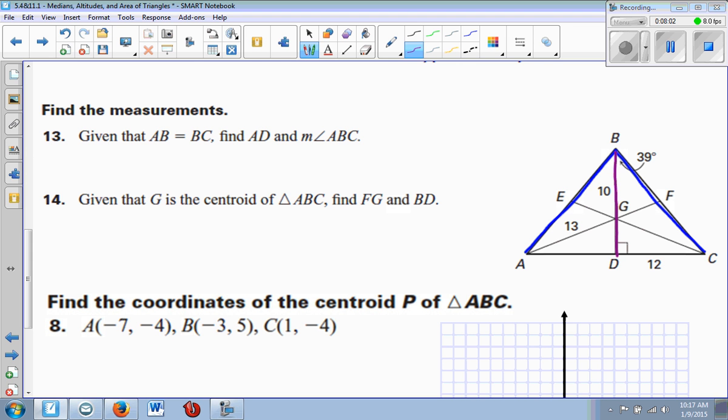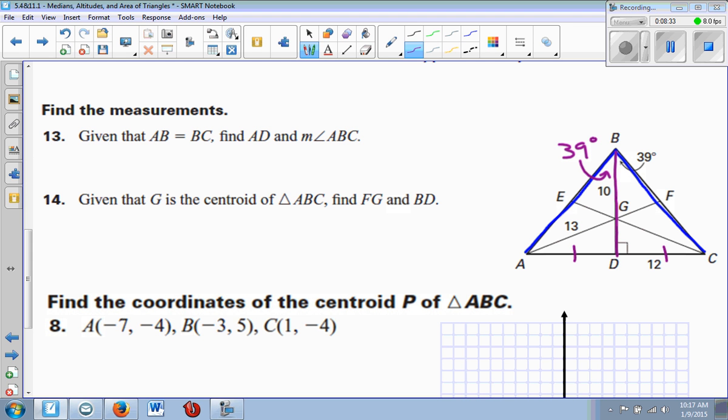Now here's the deal with that purple length. Since I know the big triangle is isosceles, and the purple length is perpendicular, it makes it a perpendicular bisector. So not only is it perpendicular, but it makes it a perpendicular bisector. It also means that this angle up here is bisected. So if the right-hand portion is 39, so is the left-hand portion.